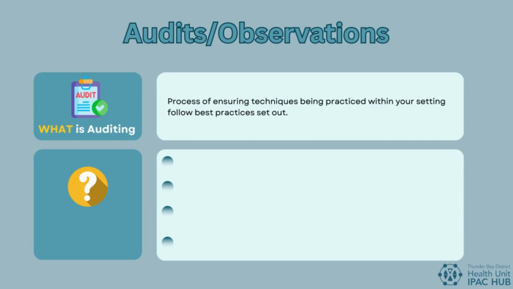Now let's discuss auditing. What exactly is it? Auditing is the process of making sure that techniques being practiced within your setting follow best practices set out, which in this case is hand hygiene technique, and is done through direct observation of staff. It is a snapshot of practices across all staff. Keep in mind, like was mentioned in the previous slide, that you are also monitoring those resources that are needed to ensure proper hand hygiene can take place, such as hand hygiene products, whether alcohol-based hand rub or liquid soap, placement of products, quality of the product, and user frequency.